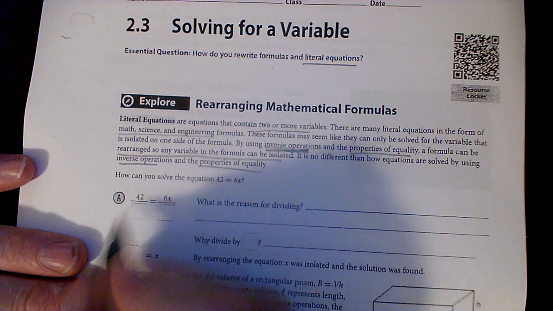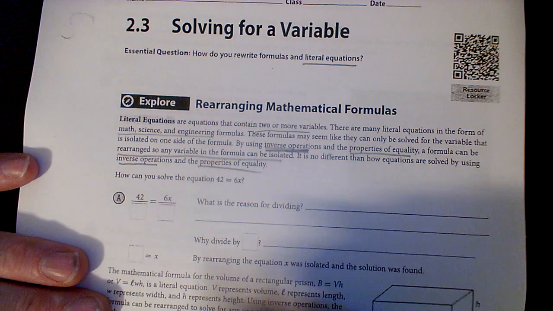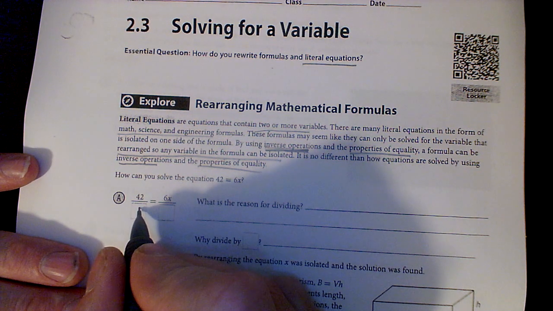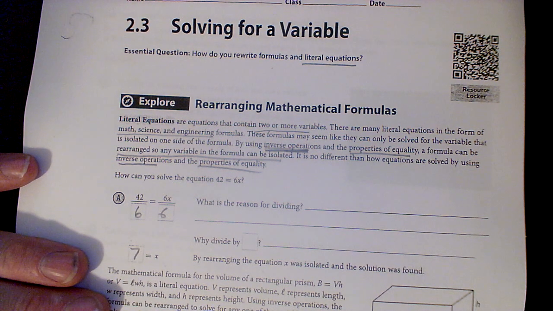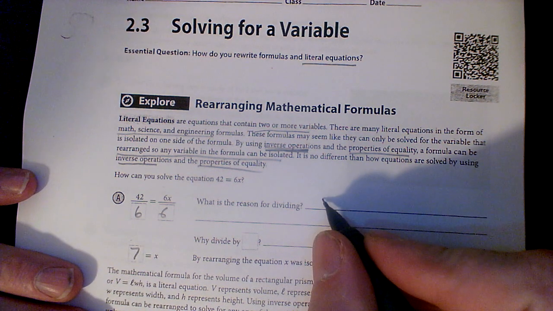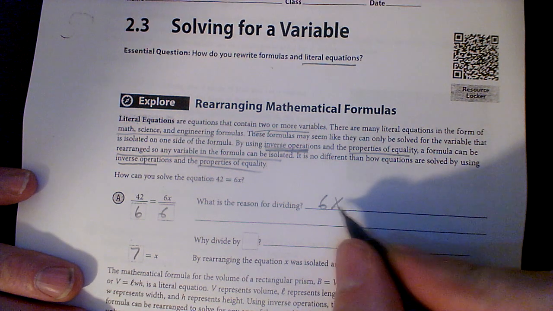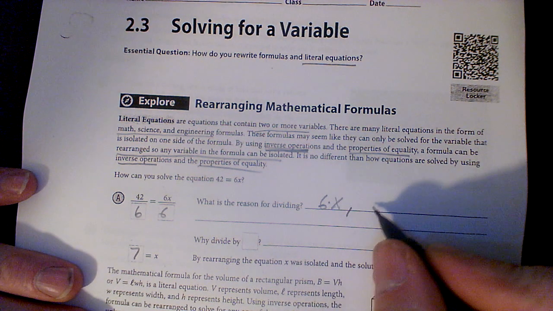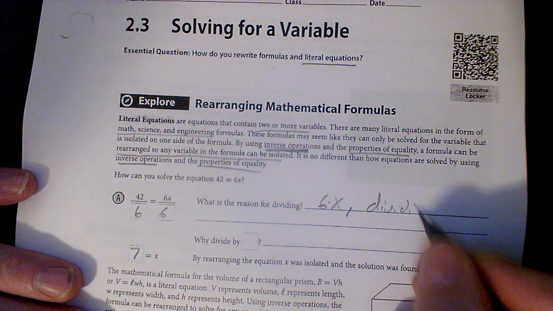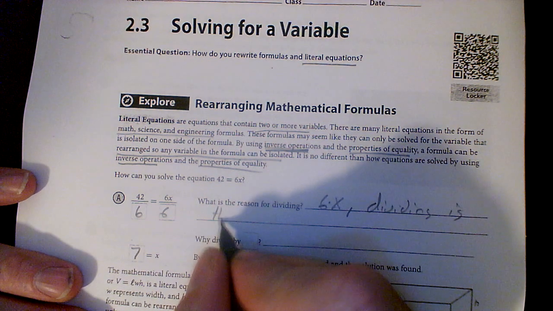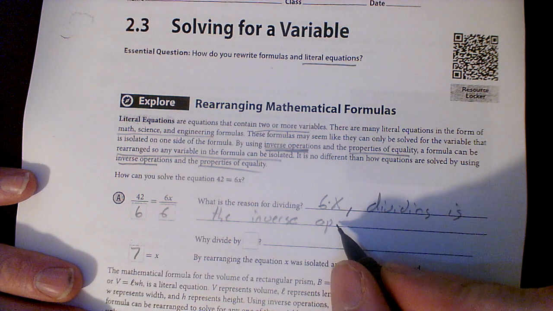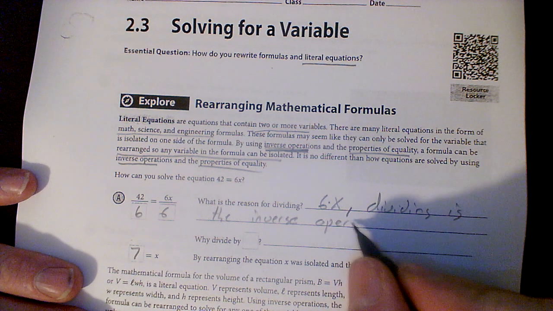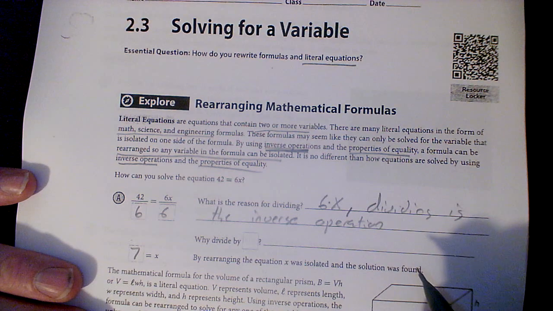So this is not a literal equation, right? 42 equals 6x is not a literal equation, but if I was going to solve for x, what I would do is divide by 6 and I would get 7 equals x, right? The reason for dividing? Well, the problem says 6 times x, right? Dividing is the inverse operation, right? We have that inverse operation that allows us to divide.